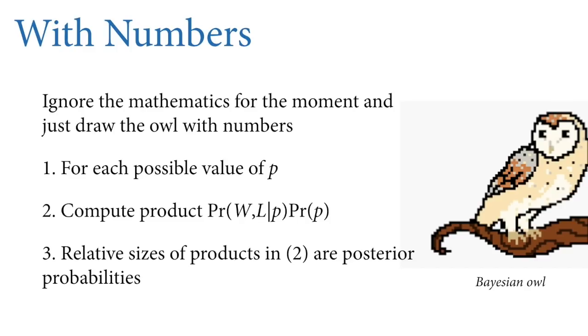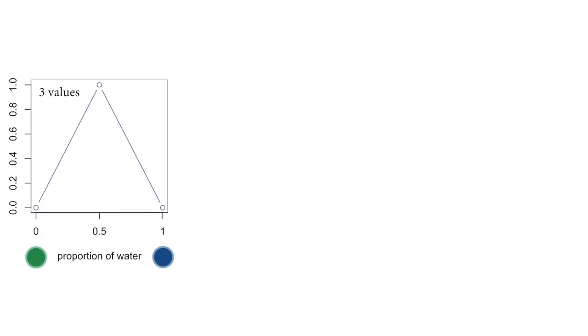For each possible value of p, we're going to write some code that will compute the product of the probability of W and L conditional on that p times the probability of that p, that is, its prior probability, and then we're going to normalize those things so that the relative sizes of the products from the second step are the posterior probabilities. So let's see how it's done. Do it graphically, and then we'll look at some code.